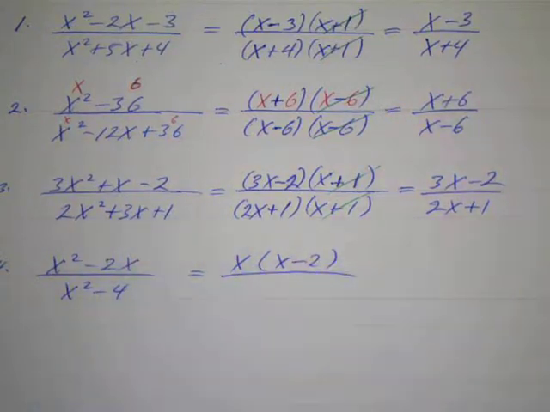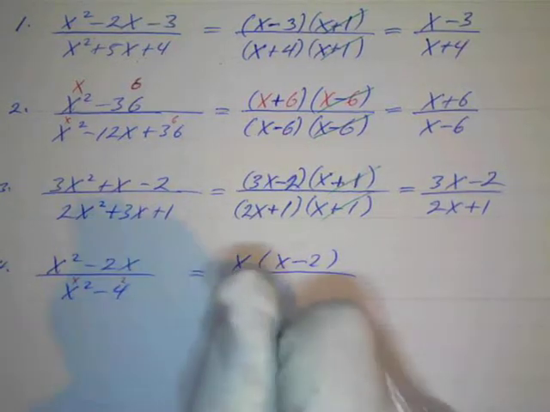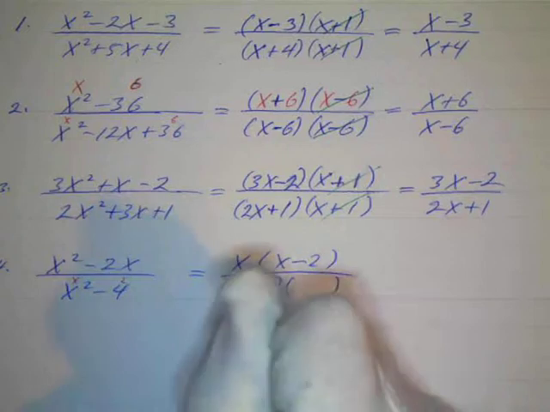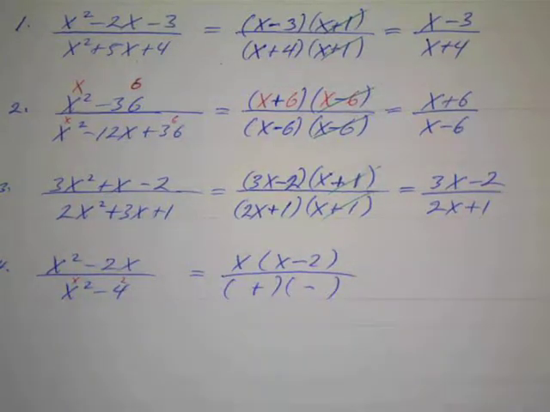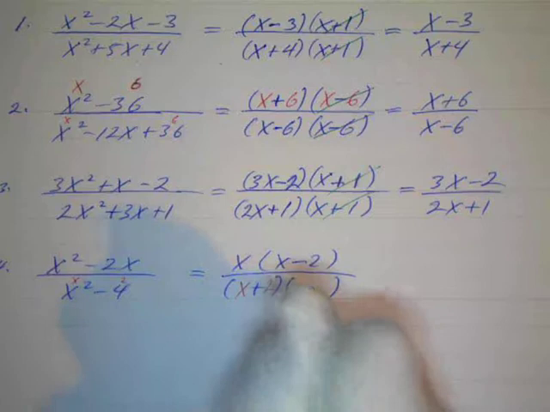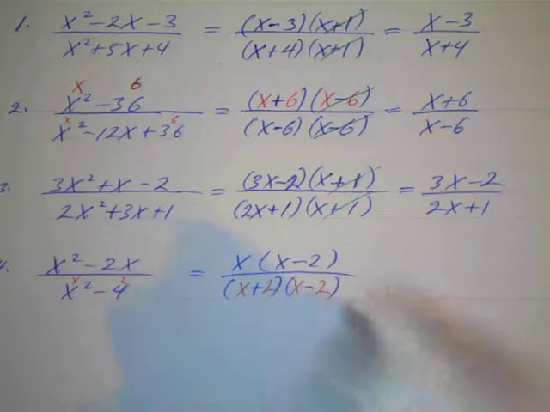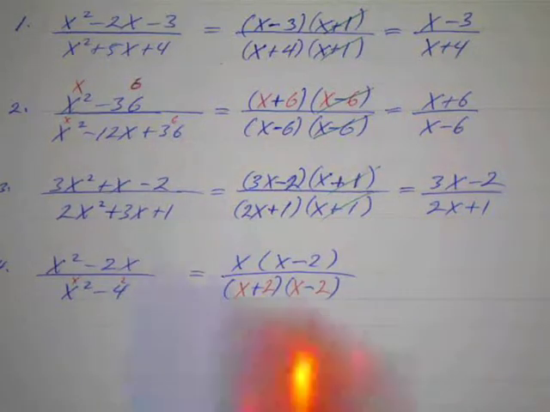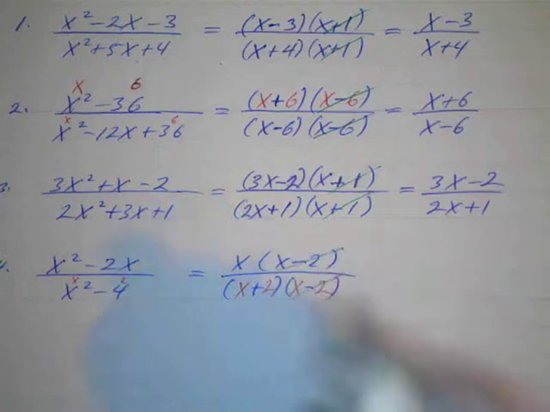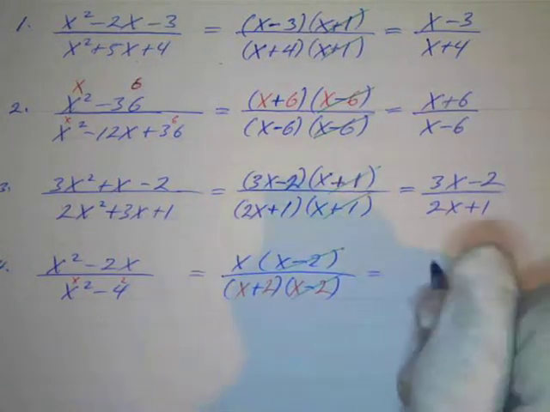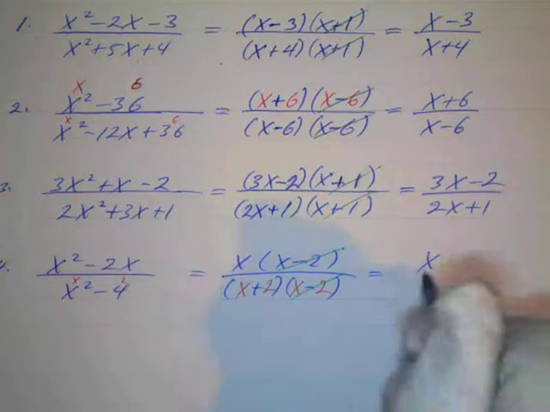And it looks like the bottom is the difference of perfect squares, x squared, square root of x squared is x, the square root of 4 is 2. So it looks like I've got the product of the sum and difference of those little numbers, the sum and difference of x and 2: x plus 2 times x minus 2. And again, we've got a common factor of x minus 2 on the top, so that's what we can simplify or reduce out. And what's left? x on the top and x plus 2 on the bottom.